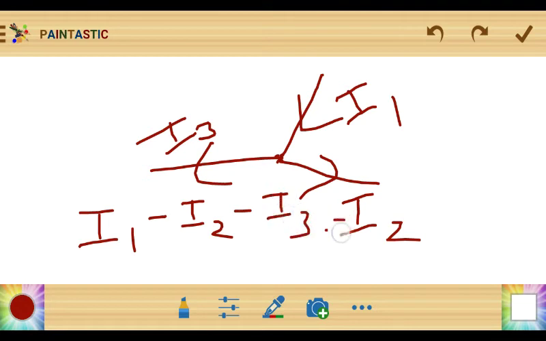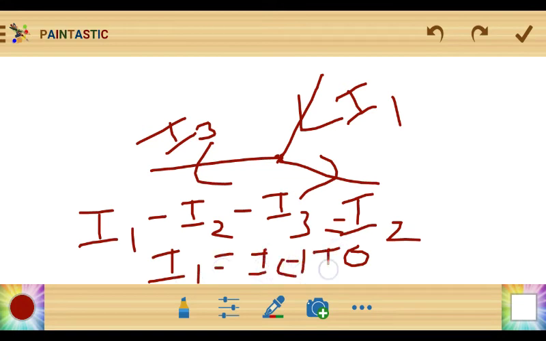So the statement says I1 minus I2, or simply I1 is equal to I2 plus I3. That means the amount of current in is equal to the amount of current moving out.